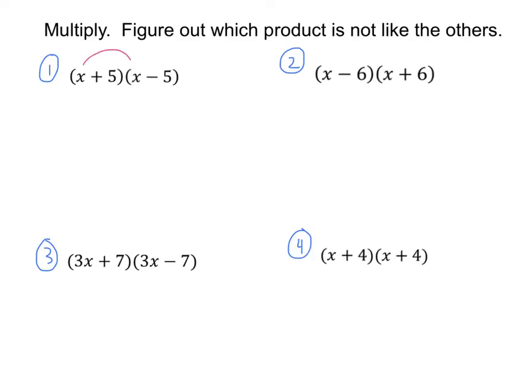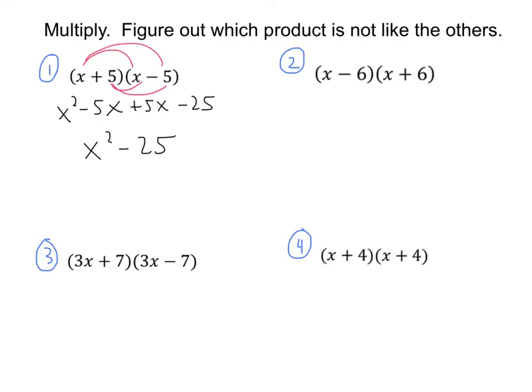If we multiply this using our distributive property, we'll end up with x squared minus 5x plus 5x minus 25. And you'll notice that this negative 5x and positive 5x add up to be 0. So we end up with x squared minus 25. I would like you to multiply 2, 3, and 4.